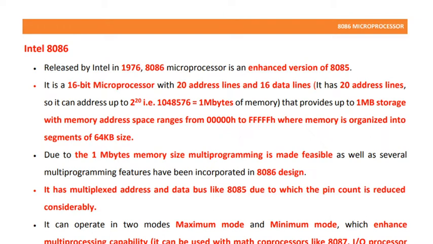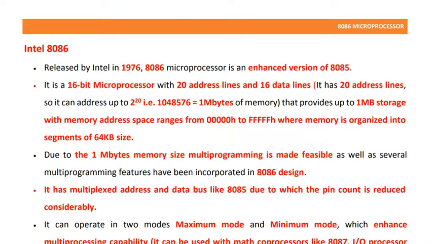In today's class, we will discuss about Intel 8086 microprocessor. Released by Intel in the year 1976, Intel 8086 microprocessor is an enhanced version of Intel 8085 microprocessor. Intel 8086 microprocessor, in contrast to Intel 8085 microprocessor, is a 16-bit microprocessor, which implies that Intel 8086 microprocessor is capable of processing 16-bit of data per unit time.